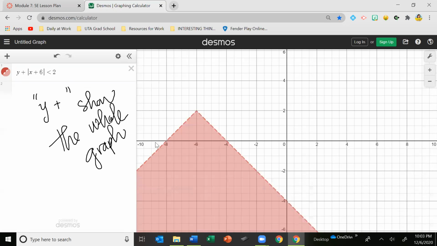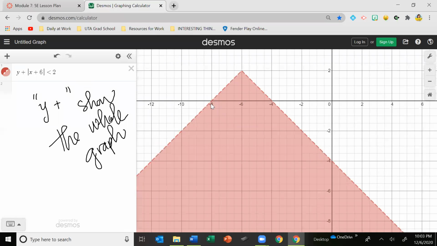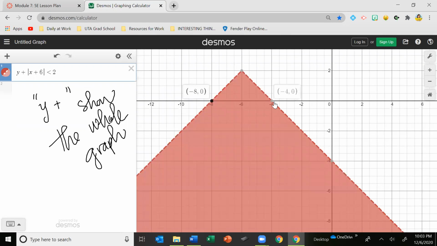Boom. As you can see, your graph is pointing down like this, but it's crossing your x-axis. You see your graph is crossing the x-axis at negative 8 and negative 4, and it's being shaded in the middle, right here. So we say x is between negative 8 and negative 4.